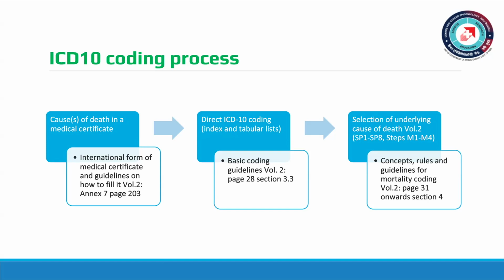Selection of the underlying cause of death includes steps SP1 to 8 and concepts rules for mortality coding in Volume 2, starting from page 31, section 4. This flowchart serves as a guide for medical professionals on recording causes of death, utilizing the ICD-10 system for coding and selecting the underlying cause of death based on specific steps and rules outlined in the reference materials.